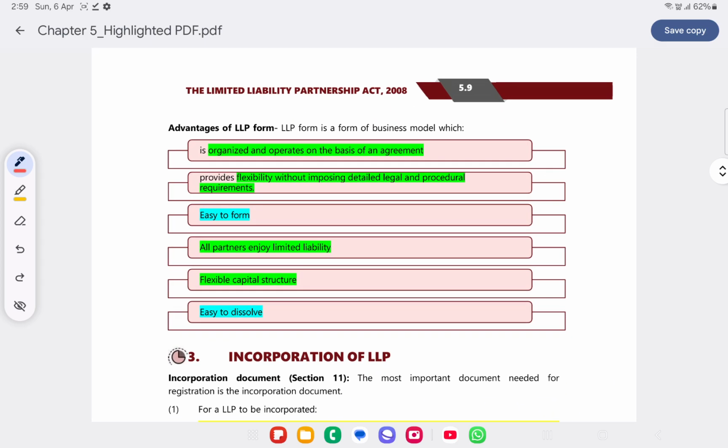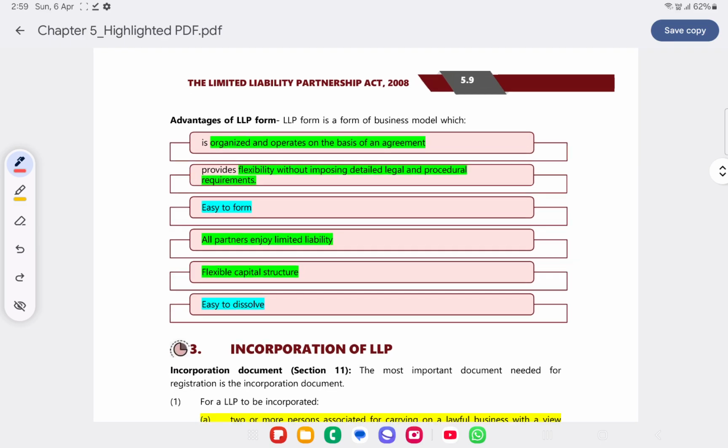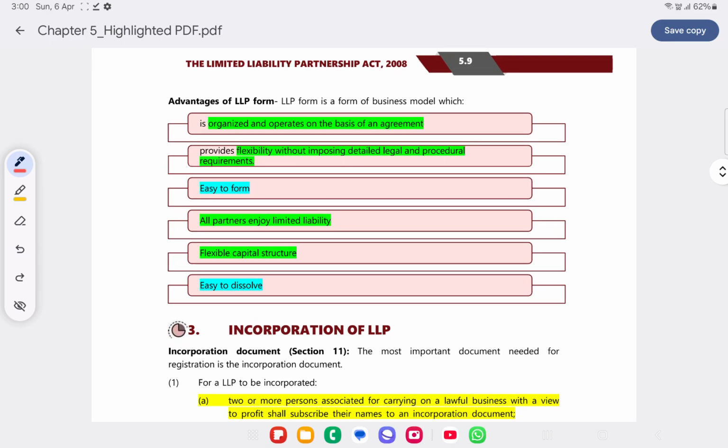What are the advantages of LLP form? So as we know, LLP form advantages are that it's simple to form. That's one thing, and it has limited liability, and it has got flexible capital structure. It's easy to form, easy to dissolve, and there are not much detailed legal and procedural requirements like in case of company. So there are only limited procedures. At the same time, they enjoy limited liability, and also they've got the flexibility to operate.